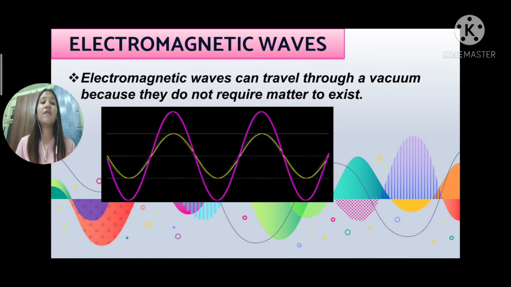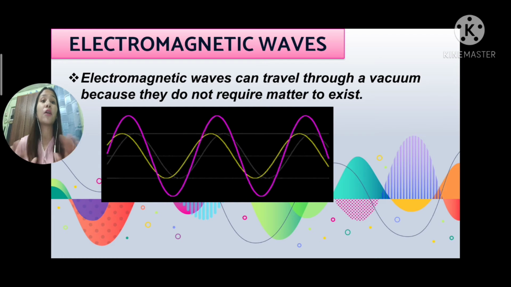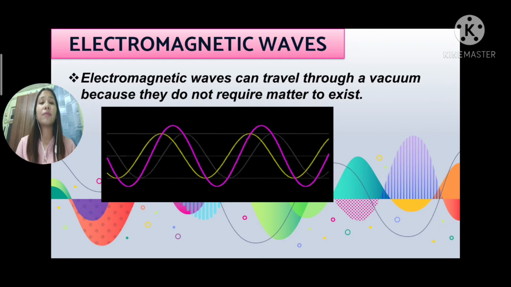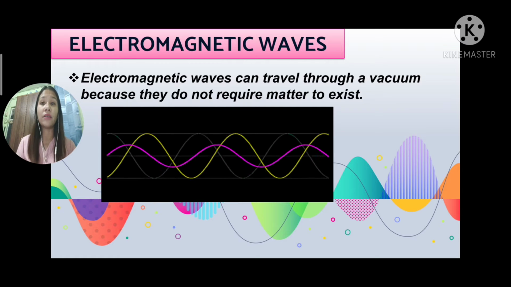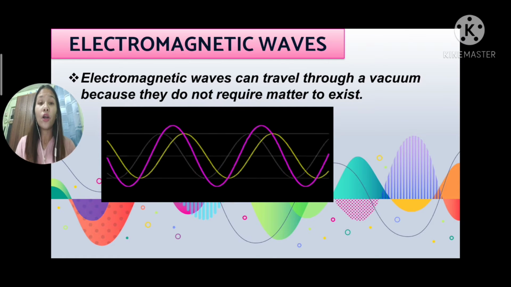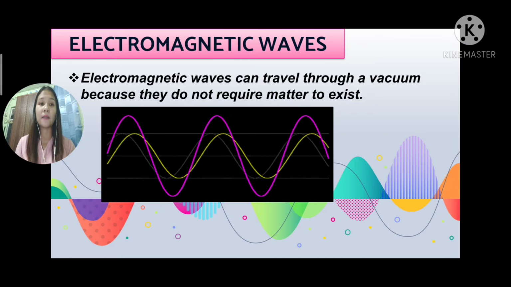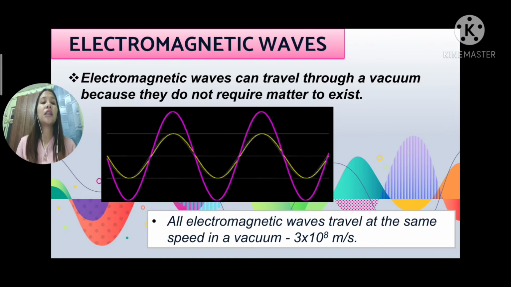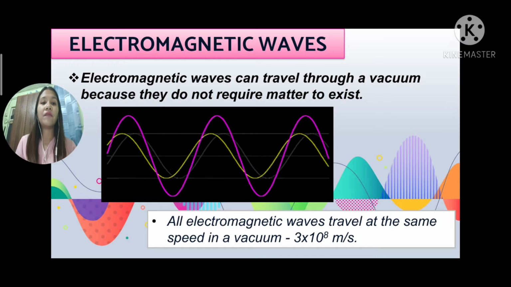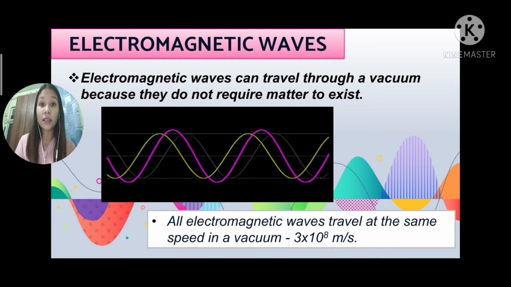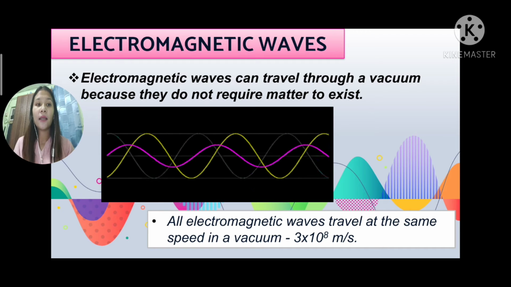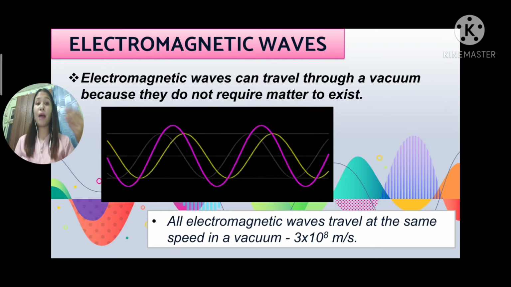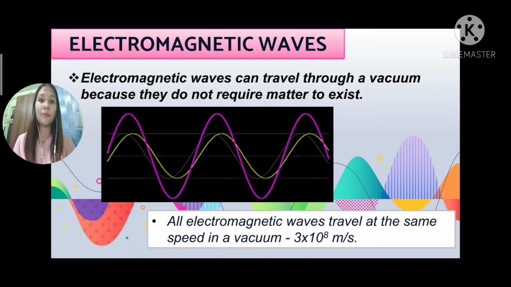Electromagnetic waves can travel through a vacuum because they do not require matter to exist. It means that they not only travel in air and solid materials, but also through the vacuum of space. All electromagnetic waves travel at the same speed, a constant velocity in a vacuum, which is 3 times 10 to the 8th power meters per second.